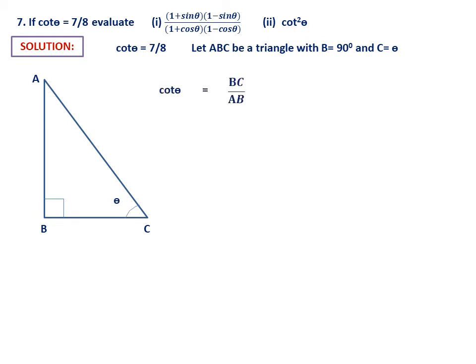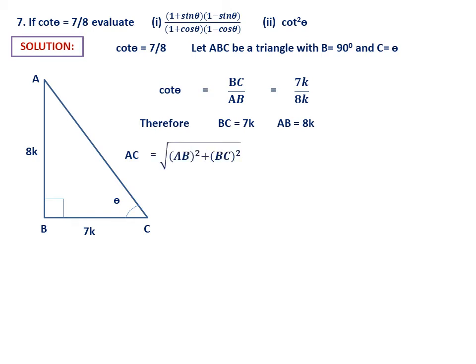Now you decide what is cot theta. So cot theta equal to BC by AB, and that we can write as 7k by 8k, because cot theta is 7 by 8. Therefore, we have to write that as 7k by 8k, so that BC will be 7k and AB will be equal to 8k. So these are the two sides. Now what you have to do, we need sin theta and cos theta. Therefore first we have to find the hypotenuse.